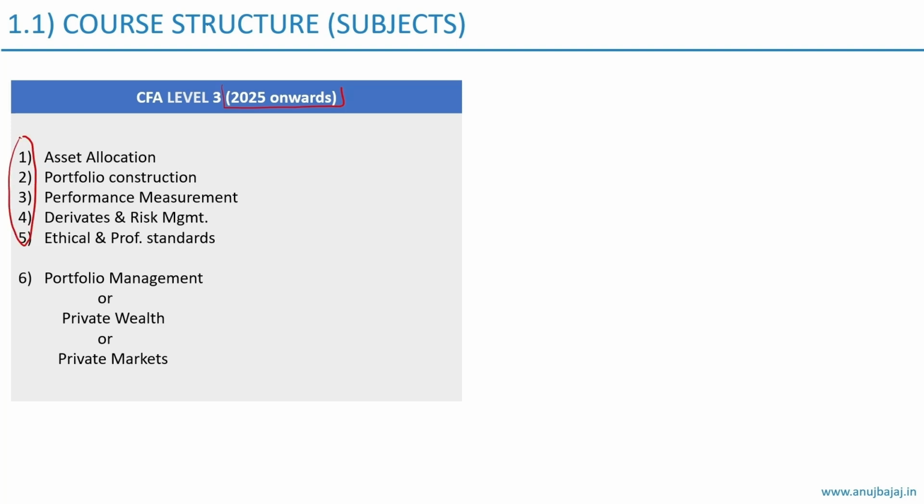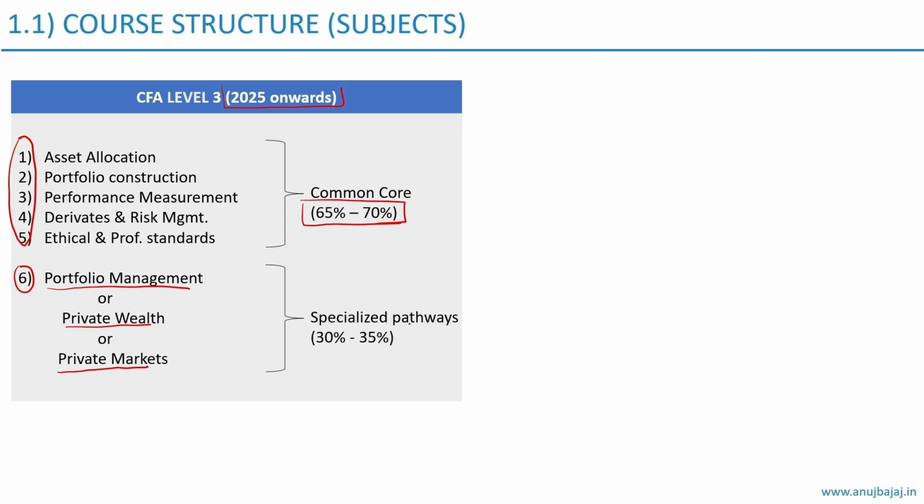The first 5 subjects, we call them the common core. They carry approximately 65 to 70% of the weight. And you have an option to choose the 6th subject. You can choose either portfolio management, private wealth, or private markets. We call each of them a specialized pathway, and they carry approximately 30 to 35% of the weight. You can only choose one of the 3 specialized pathways. You cannot choose all of them.